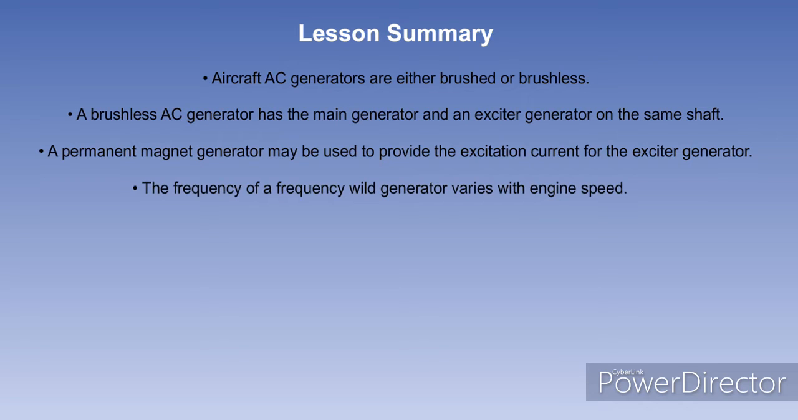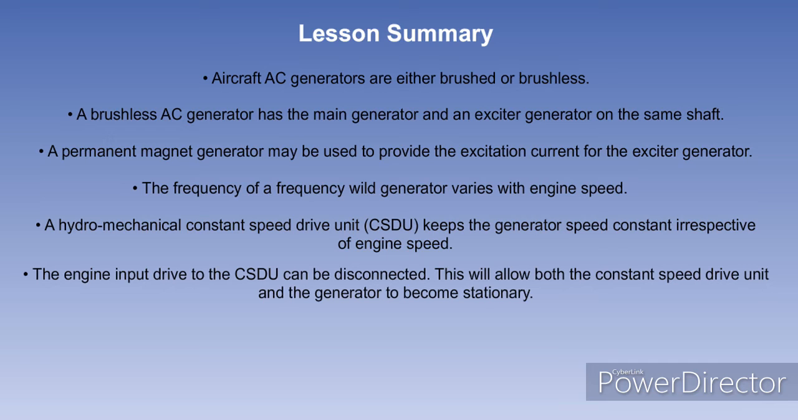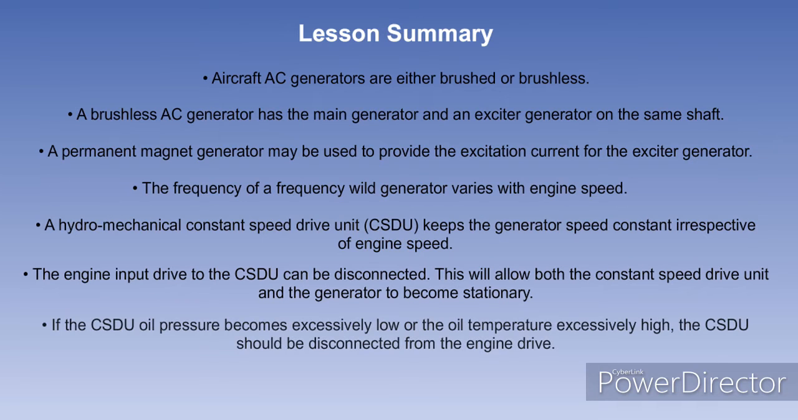The frequency of a frequency-wild AC generator varies with engine speed. A hydromechanical CSDU keeps the generator speed constant, irrespective of engine speed. The engine input drive to the CSDU can be disconnected. This will allow both the constant speed drive unit and the generator to become stationary. If the CSDU oil pressure becomes excessively low, or the oil temperature excessively high, the CSDU should be disconnected from the engine drive.